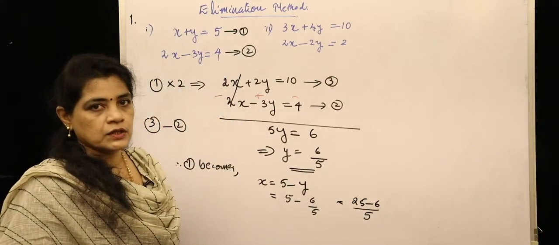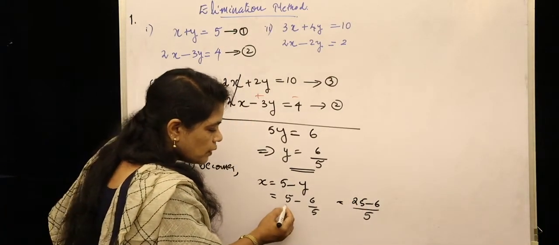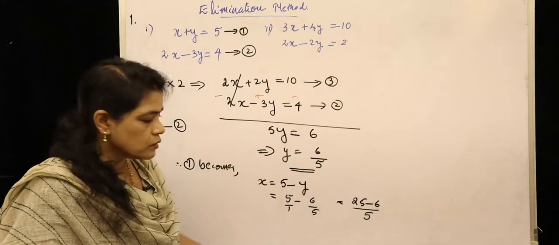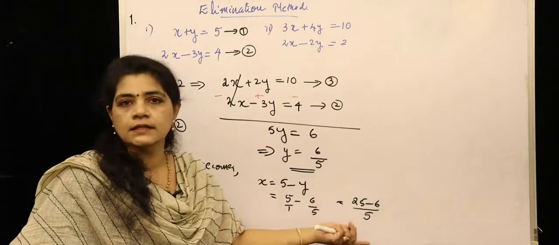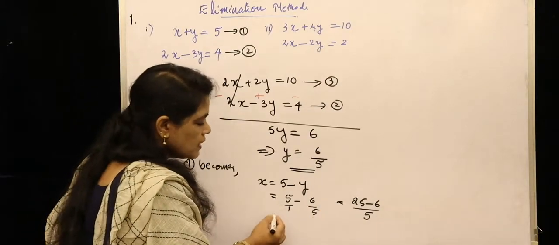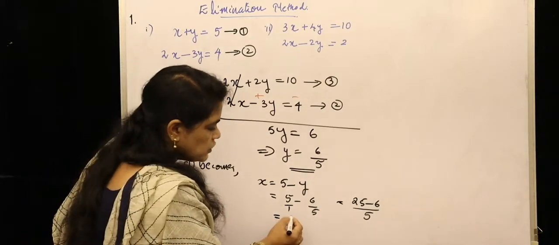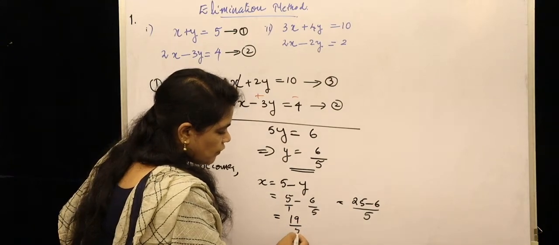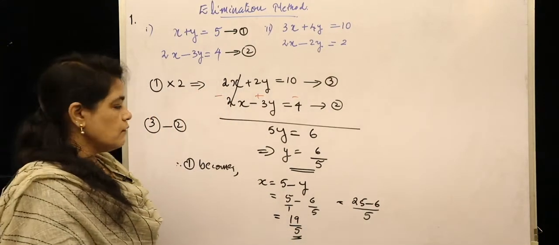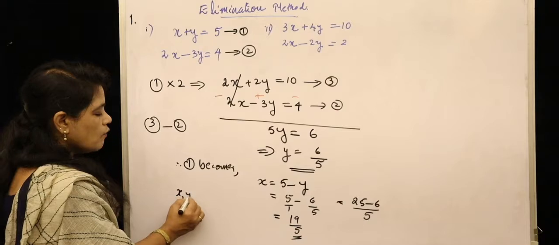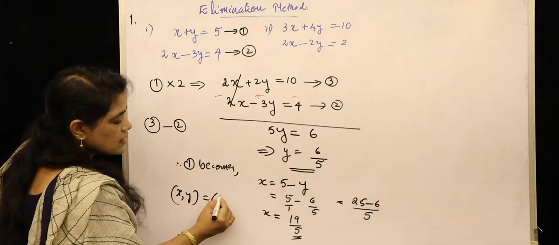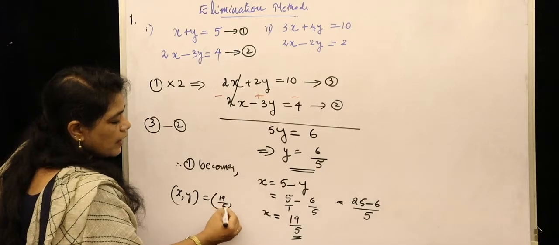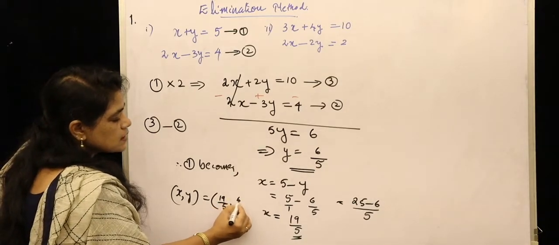Cross multiplication. If we have a natural number, you can make this as 1. Understood? So 5 fives are 25 and 1 six is 6. So 25 minus 6 is 19 divided by 5. So what are the values of x and y? x comma y, we can write as an ordered pair. So we now have the value of x as 19 by 5 and y as 6 by 5.